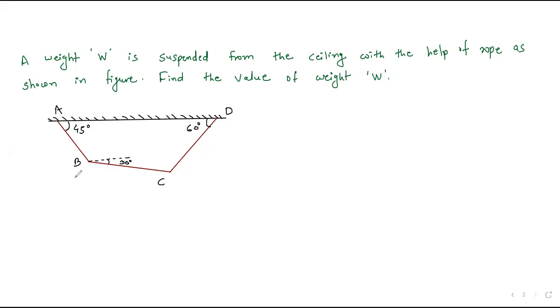Angle with horizontal, it is given as 30 degree, this angle. So this angle is given as 30 degree. And the weight W is acting over here at this point. Here the weight W is acting. And here there is a load of 100 kilonewton acting.